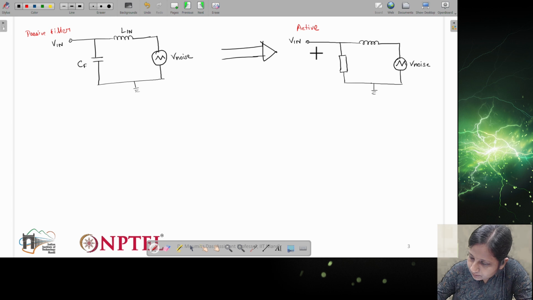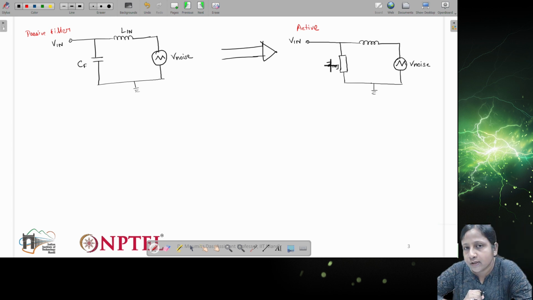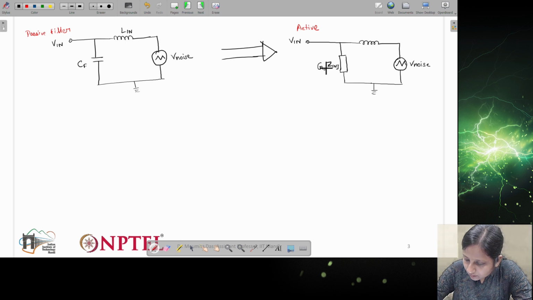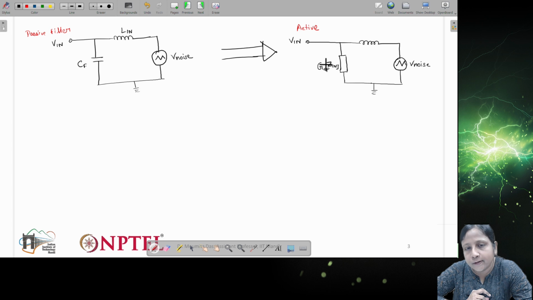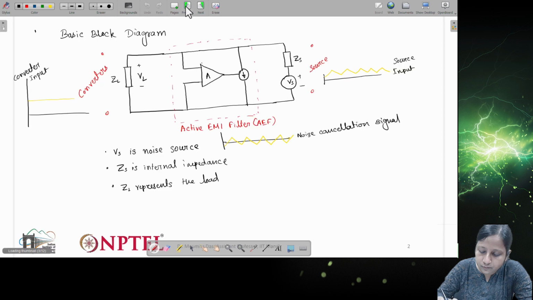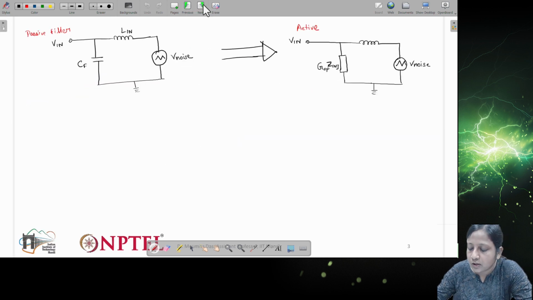So that is why we can represent this as Z injection. Whatever impedance is required to inject the required noise signal or the cancelling signal, that impedance we can put here. This impedance will be variable as per the requirement of the attenuation signal, and this will be multiplied with a gain, the output gain. So these two will come in place of CF. So Z will be the equivalent impedance, G will be the gain of the op amp. In the previous page I have shown the op amp, so if you see here, that will be the gain of the op amp. So this is how we can represent this active filter.